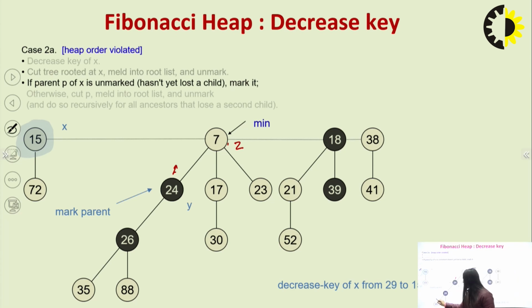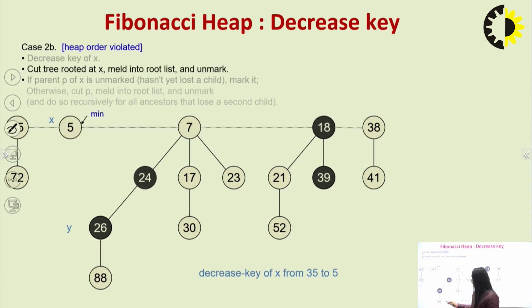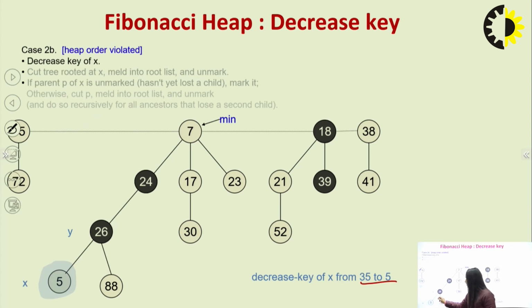Now I am going to decrease key x from 29 to 15. This I have already done. Now this part is your 35. Now I am going to decrease it by 5. Same, I just check this is your x. It should be less than your 35. This value is true, 35 is greater than 5. No issues, it should be less.